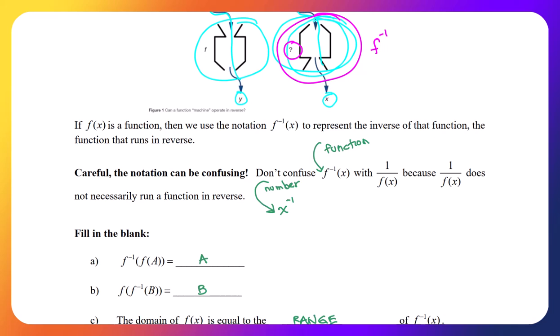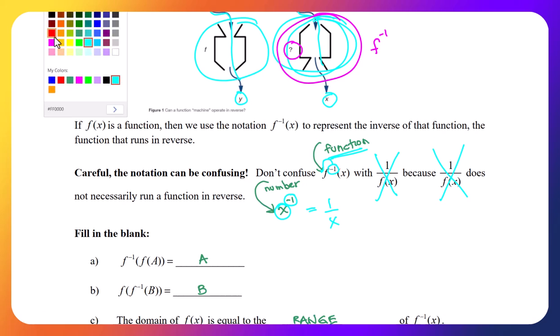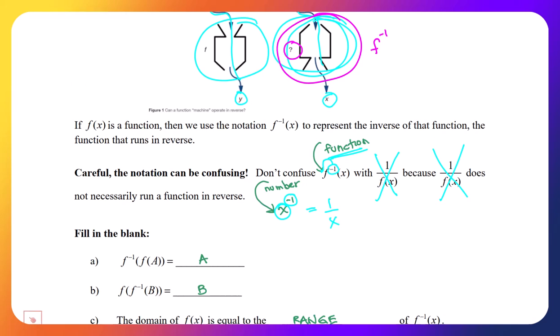So notice, if the inverse is above a function, it means the reverse operation. It doesn't mean make it a fraction. It does not mean reciprocal. On the other hand, if the -1 is above a number like x, then yes, it is the reciprocal, 1 over x. So what the -1 is over makes a difference. Is it a function, process, or is it a number?